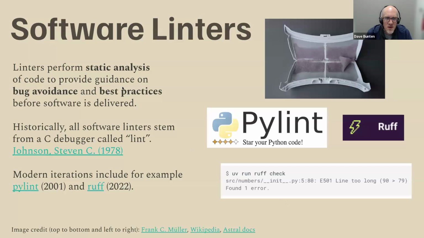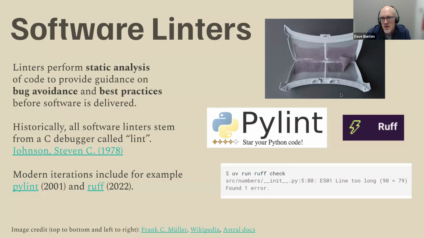I think as part of this story we have to think about software linters and what they mean to this wider ecosystem. So software linters, if you're unfamiliar, perform static analysis, e.g. on code that's not running. It's able to look at the code while it's not running to provide guidance on bug avoidance and best practices before the software is delivered. So usually these are run before software is released, and they're used to help increase the quality and help teach developers how to employ best practices and avoid certain vulnerabilities.